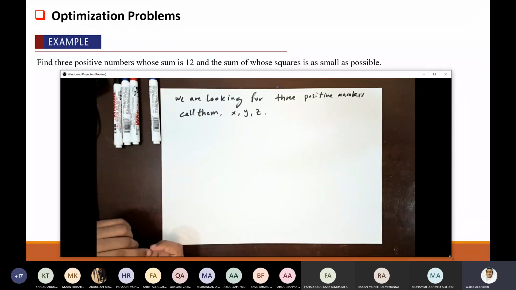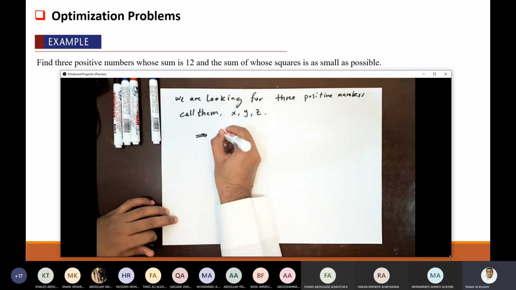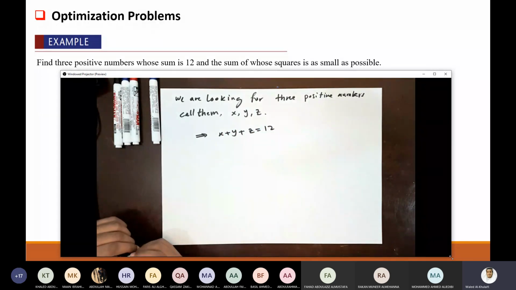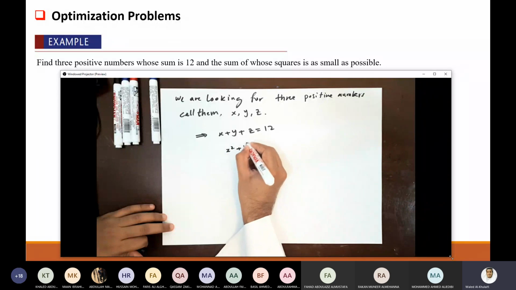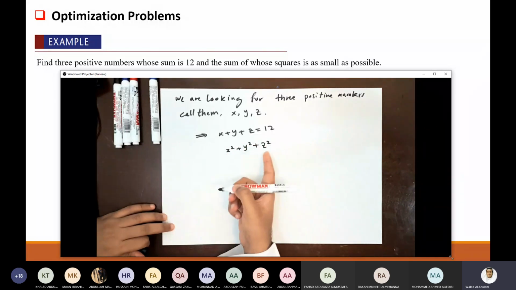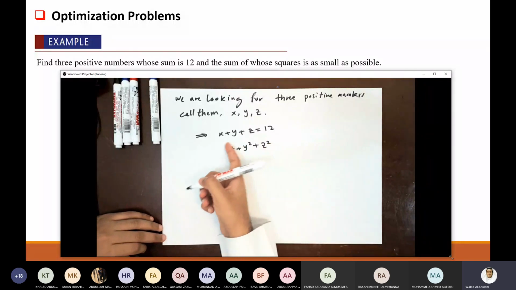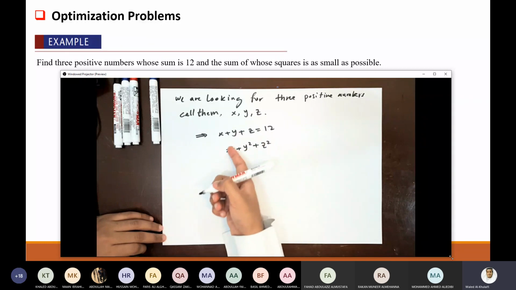Now, what equation should I write? He said whose sum is 12, meaning that x plus y plus z is equal to 12. So this is one equation related to this. And the sum of whose squares is as small as possible. So the sum of their squares is x squared plus y squared plus z squared. But he said I need this to be the smallest you can. So this means I'm looking for the minimum of this quantity.